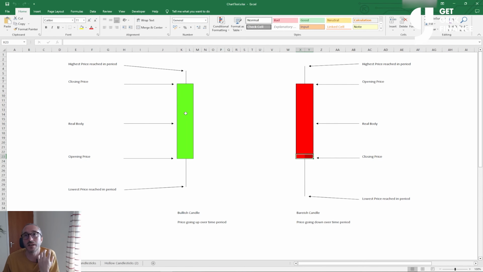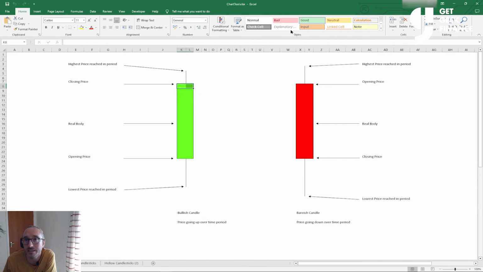And if we flip over to my lovely Excel document here, the rectangular part is called the real body, and that's the same on both red and green candles. On a green candle, the price at which the candle opens is denoted by the bottom of the green bar here. Then the closing price is at the top of the green bar. Then if the price went higher or lower than the opening and closing price in the time period, you can see this by the wicks, or these lines above and below the real body. They're also sometimes referred to as shadows or tails, but most people call them wicks.